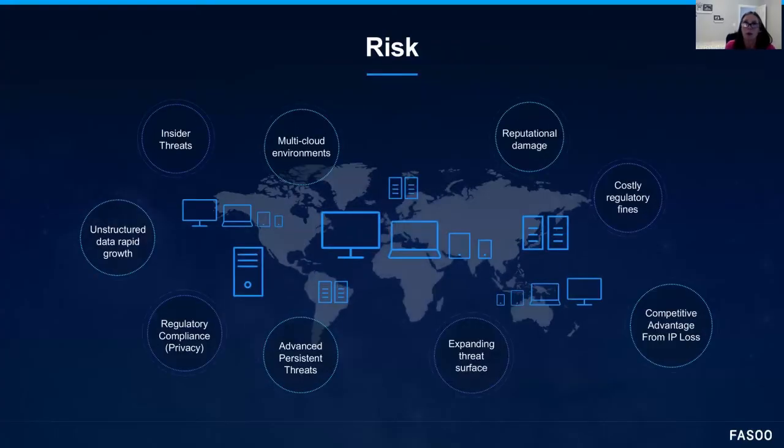So think about all that data that is not protected. Most businesses are working in a combination of multi-cloud or hybrid cloud environments. They're dealing with advanced persistent threats, and they're also having to comply with changing regulatory requirements. That rapid growth in unstructured data is vulnerable to insider threats and can cost reputational damage. It could cost you your competitive advantage, or it could lead to regulatory fines for non-compliance. Most importantly, it's expanding your threat or your risk surface.